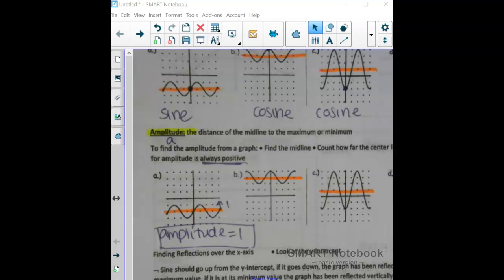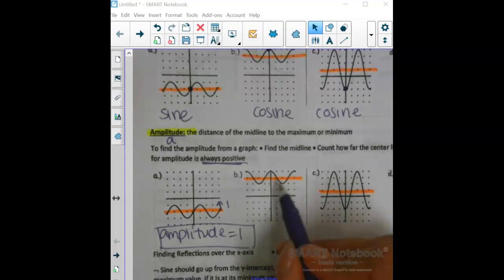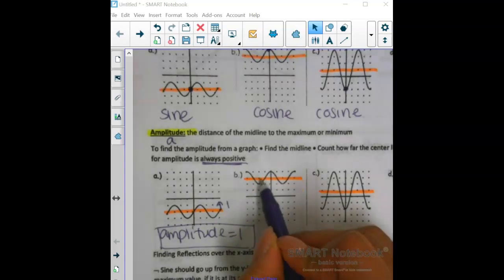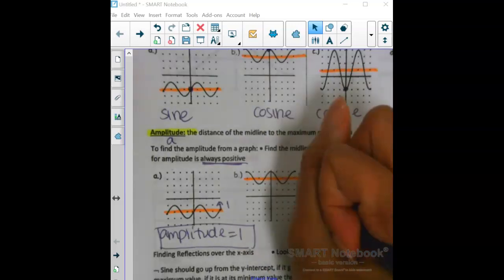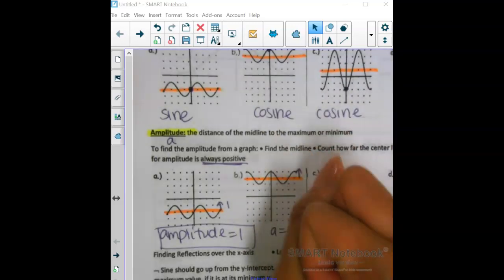Just leave it as the number. There are no units. I won't ask you for units. All right, for B, same thing. This one has our midline here. So if I'm going up to my unit, this is just going to be going up 1. So this is A equals 1.